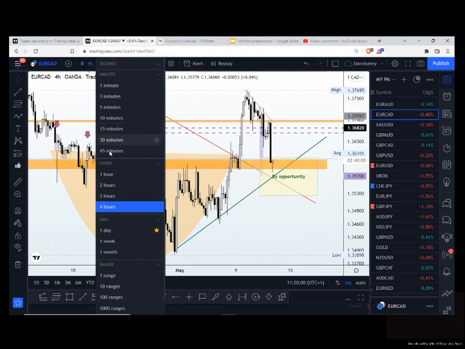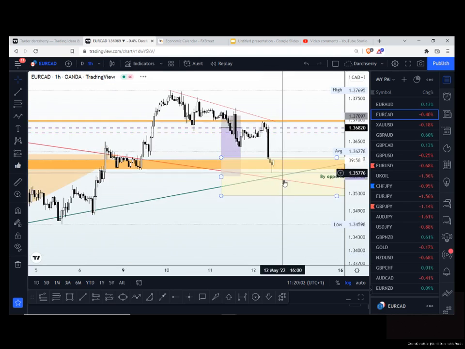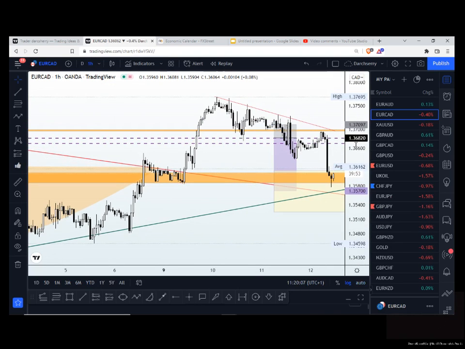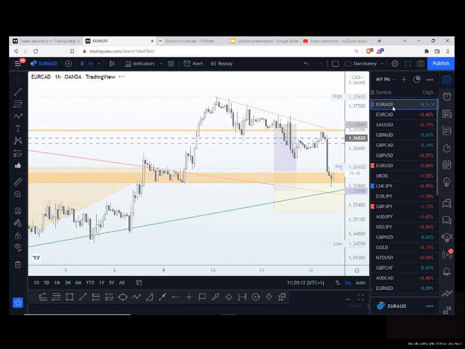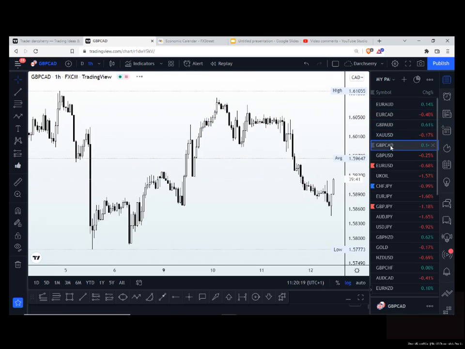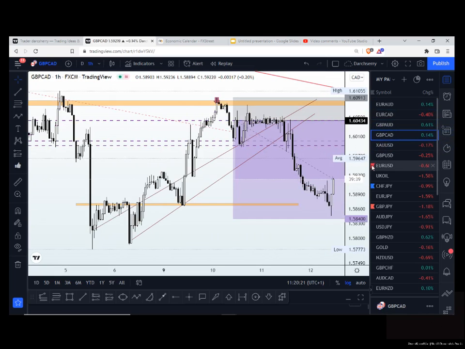So if you're not too greedy, you might want to opt out of this trade now, and let's see how price is going to play out in the next couple of hours. So that's that on EUROCAD. We talked about Euro AUD. We talked about GBP AUD. We talked about GBP CAD. We reviewed that also.